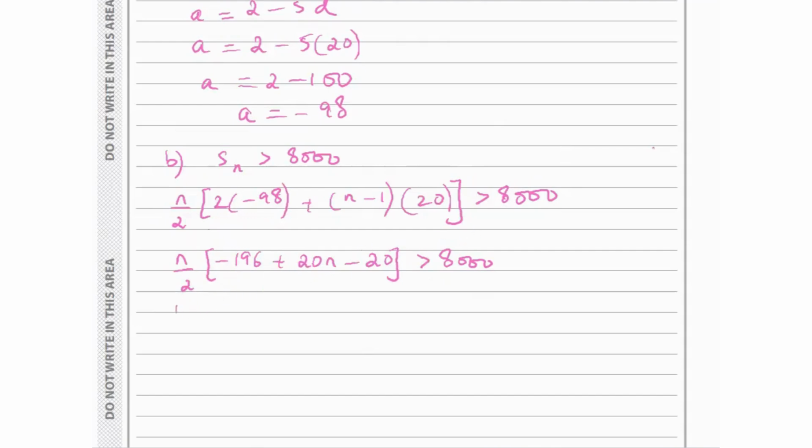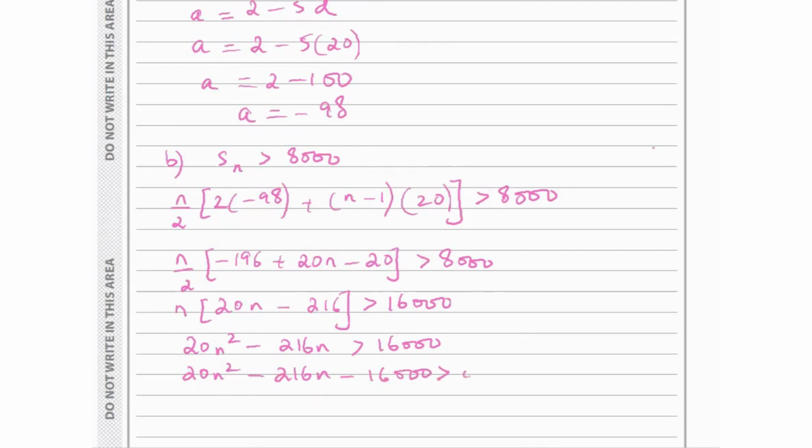Cross multiply. So n times 20n minus 216 greater than 16,000. 20n squared minus 216n greater than 16,000. Bring everything on one side. So 20n squared minus 216n minus 16,000 is greater than 0.